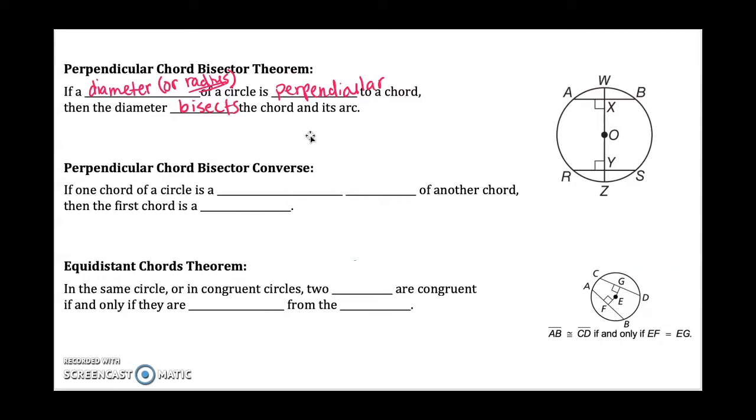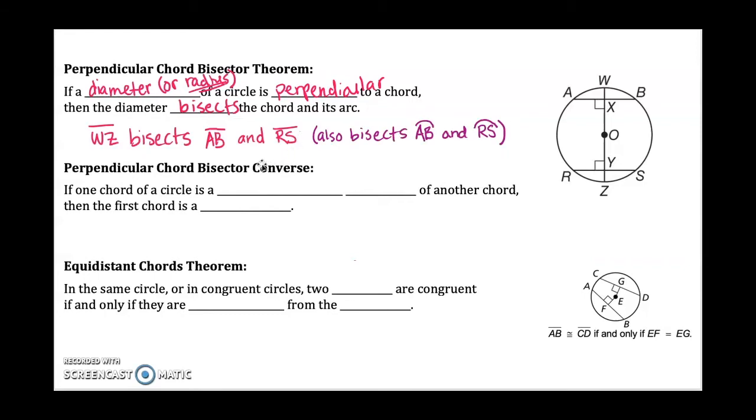So if I were looking at this diagram right here, then that would mean that this diameter WZ, because it's perpendicular to those two chords, bisects AB and also bisects RS. So I would know that those parts are equal. It does also bisect the arcs, AB and RS, but we're really not going to talk about arcs much right now. That'll be more for next time.